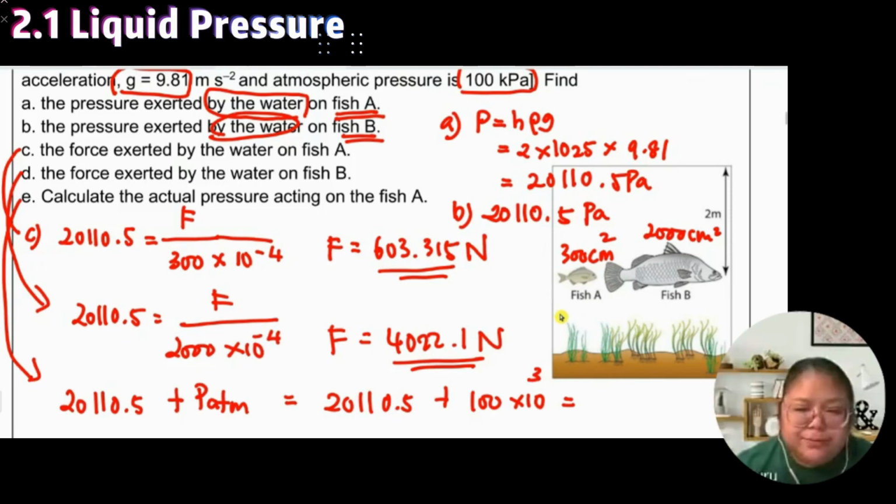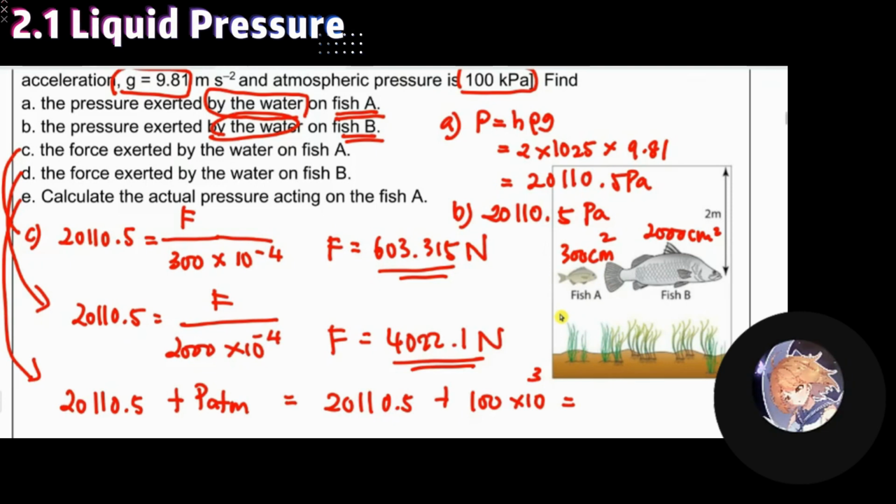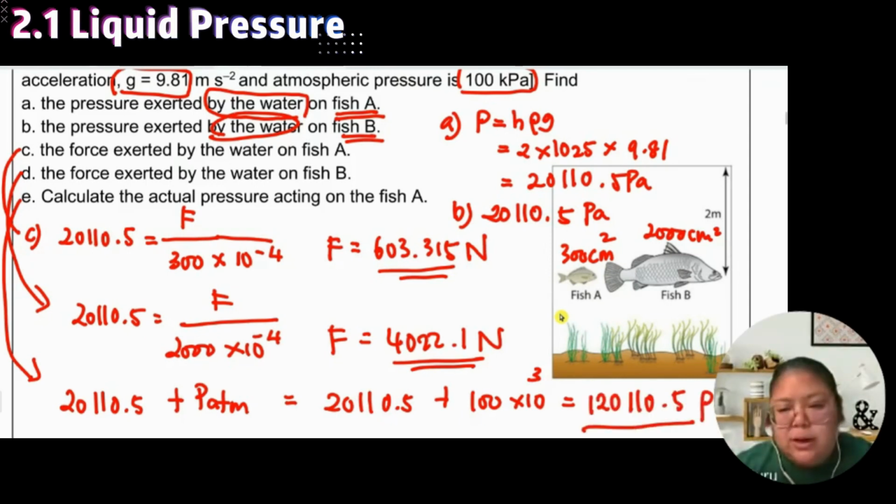2010.5, right? OK, 2010.2010, yes, see. Okay, adding, right? Just press your calculator and add together. So this one we call actual. Okay, so this one is the answer. Then we go to the one. So we just add the atmospheric and also the H rho G. Okay, now we see number 4.